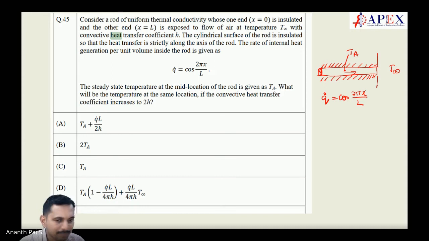How come same? Heat transfer is happening from here. Heat transfer is happening, h is increased by twice. Insulated here, not over here. See, the other end is exposed to a flow of air at temperature T infinity.